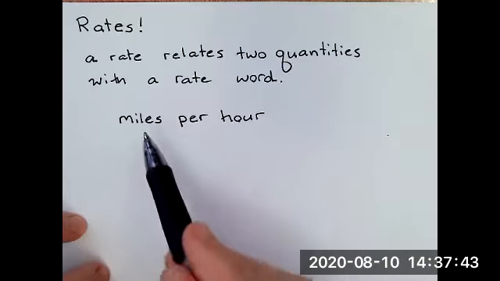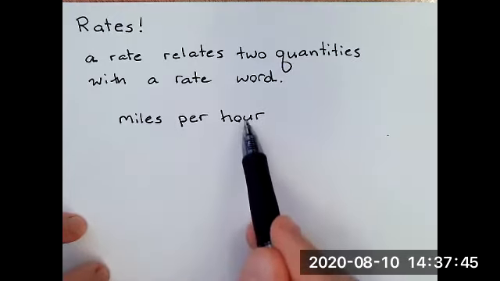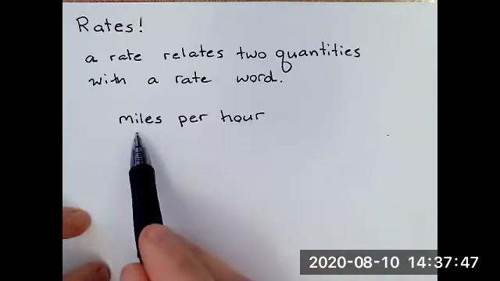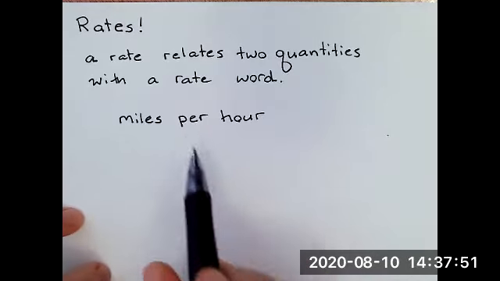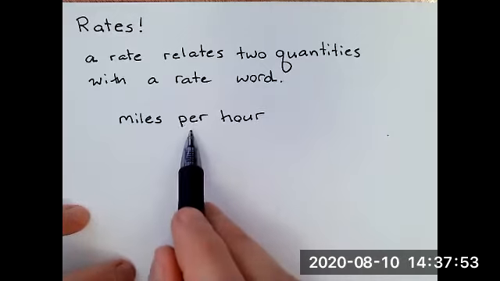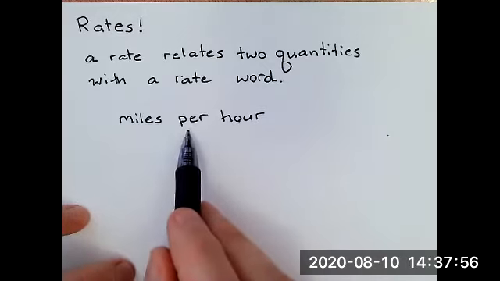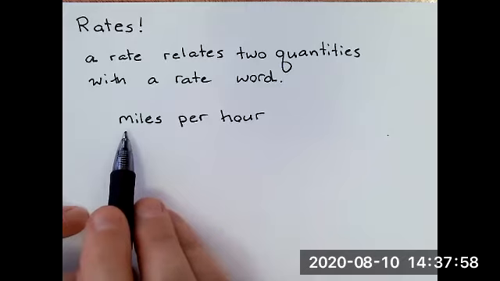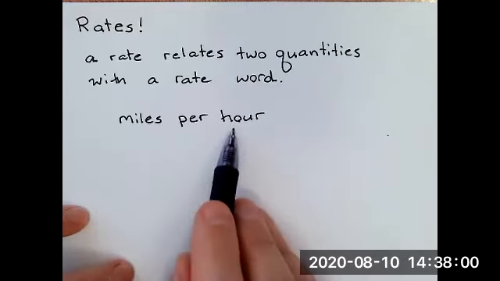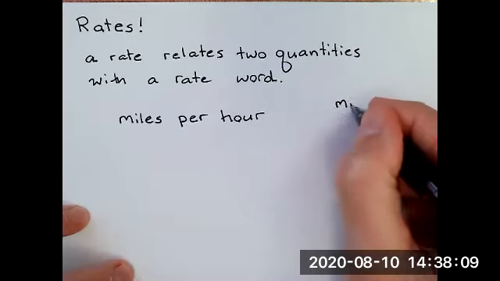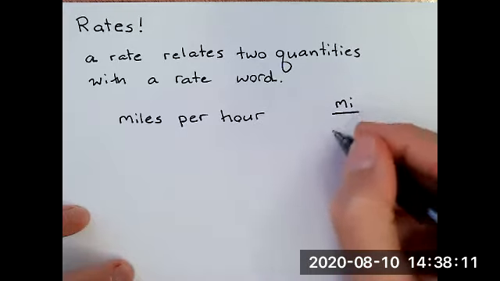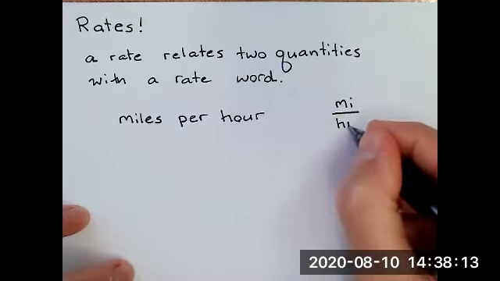For example, miles per hour relates the number of miles to the number of hours, and the word per is the rate word. Per in math means divided by, so this is the number of miles divided by the number of hours. And remember that you can write a division as a fraction, so this could be written as miles per hour.